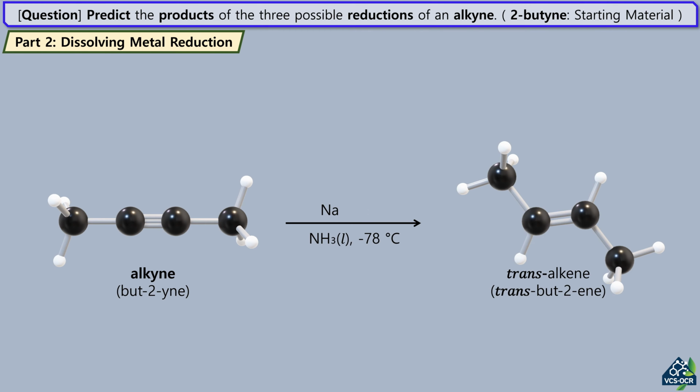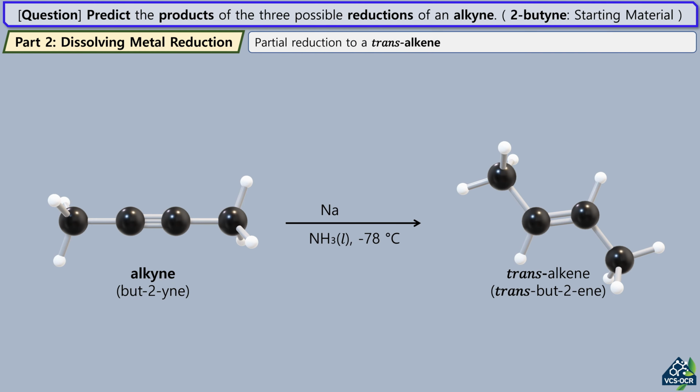Part 2. Dissolving metal reduction. Partial reduction to a trans-alkene. To obtain the trans-alkene, catalytic hydrogenation is not suitable because the metal surface enforces syn addition. Instead, we use a different reduction method known as dissolving metal reduction, employing sodium or lithium metal, dissolved in liquid ammonia at low temperatures.